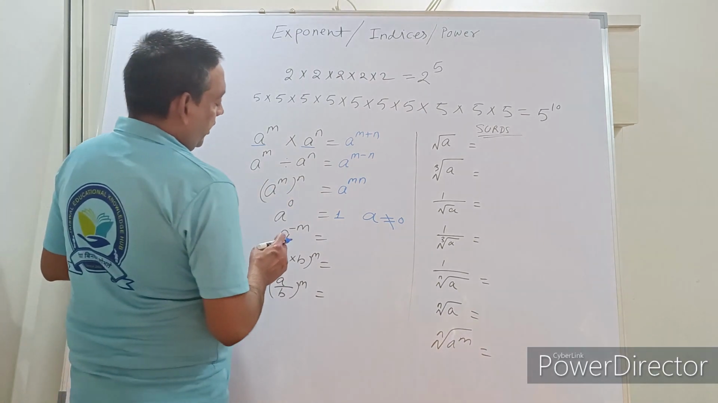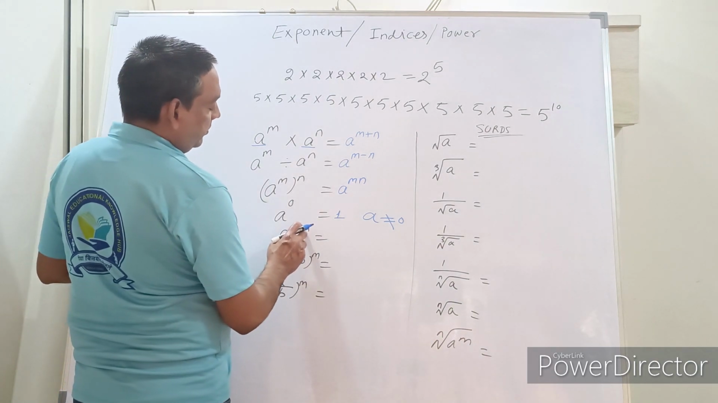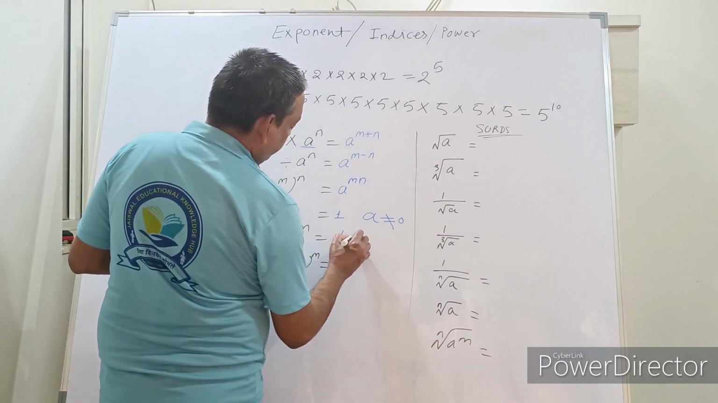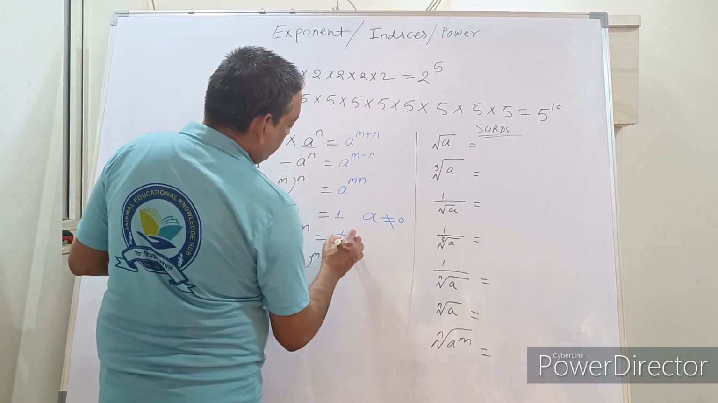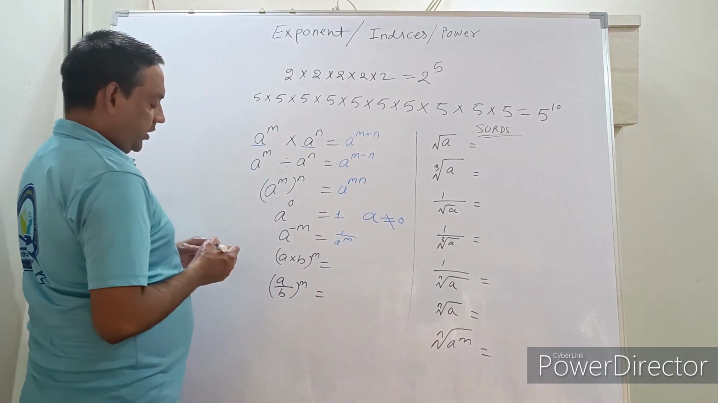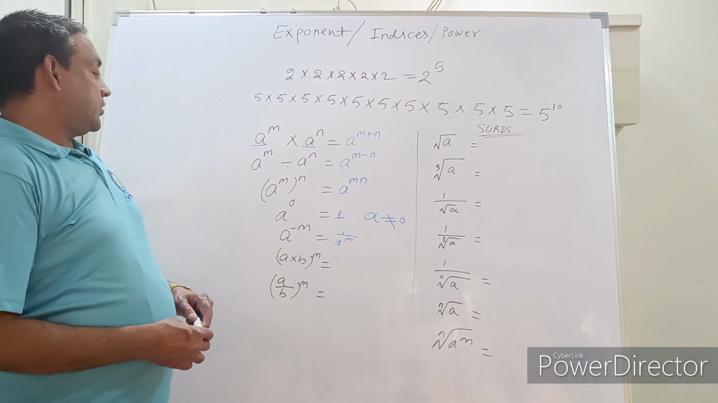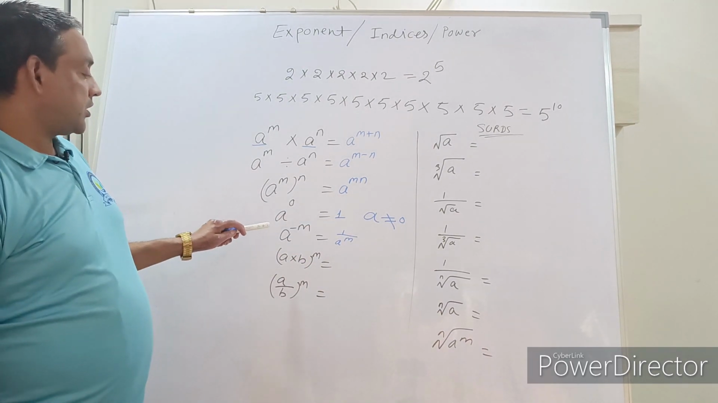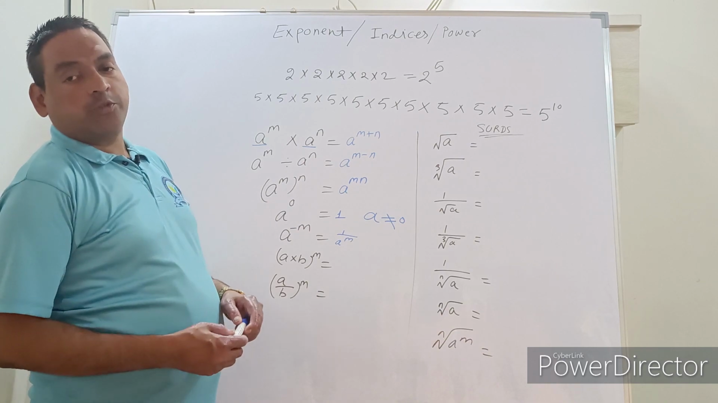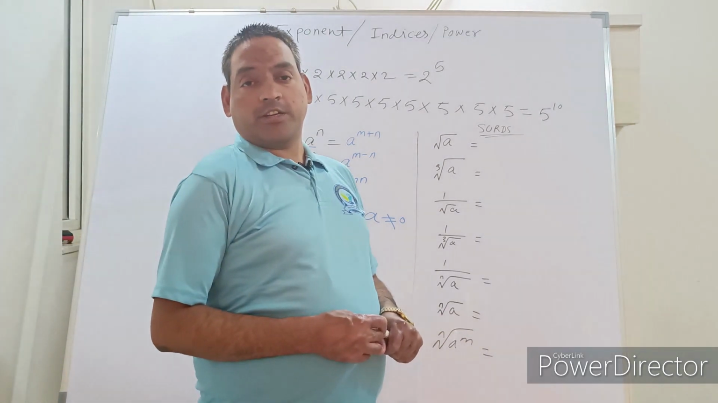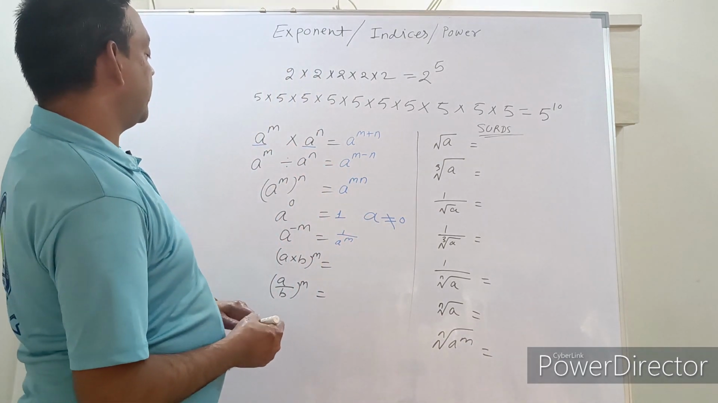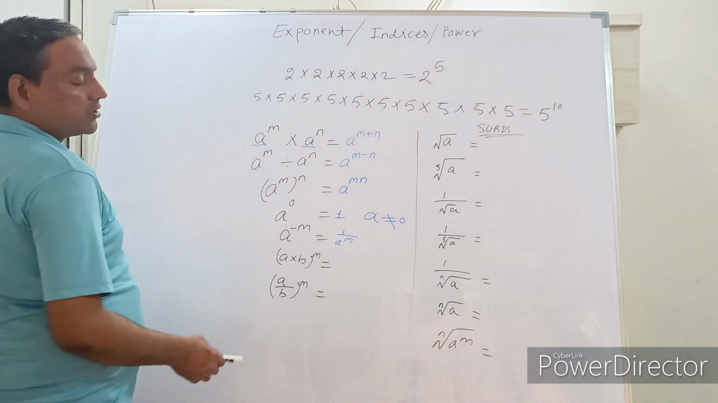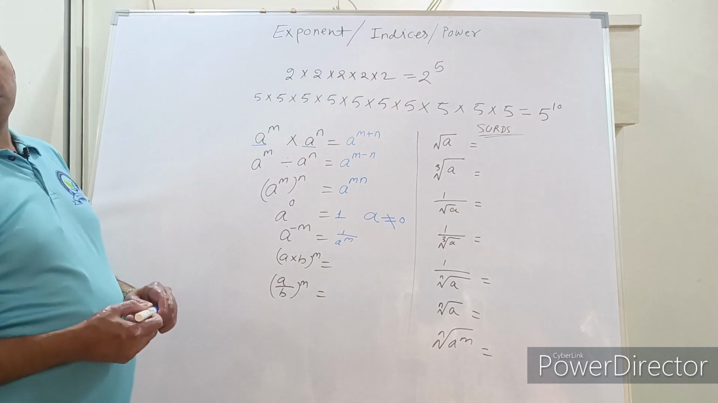Okay, then anything raised to a negative number will be 1 upon a raised to the positive number. So a raised to minus m is equal to 1 upon a raised to m. It means whatever is raised to a negative number, if you take the reciprocal, it will become 1 upon a raised to m. Okay, the next one is when the base is not same but the power is the same.